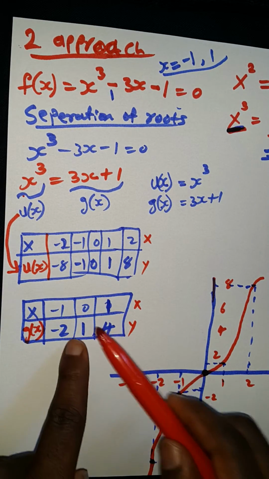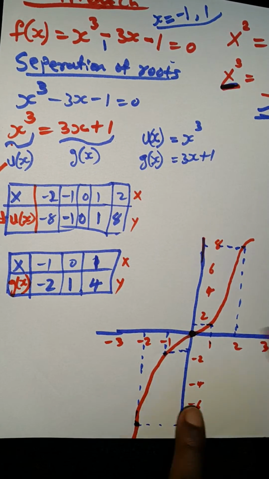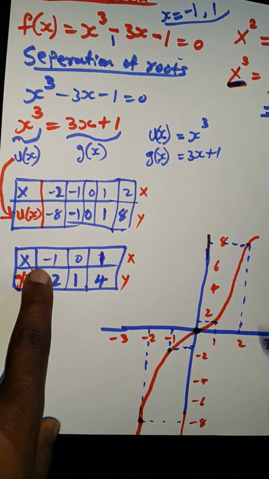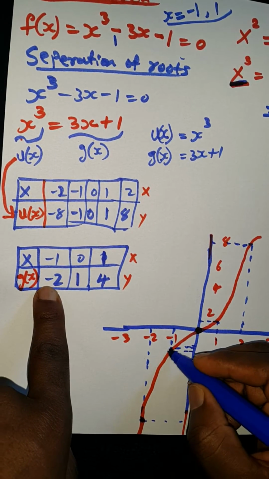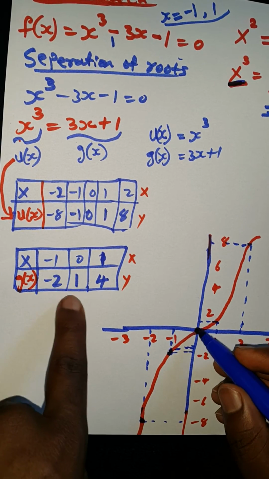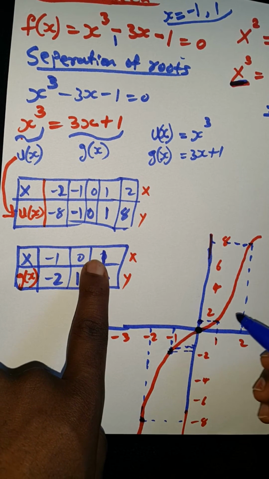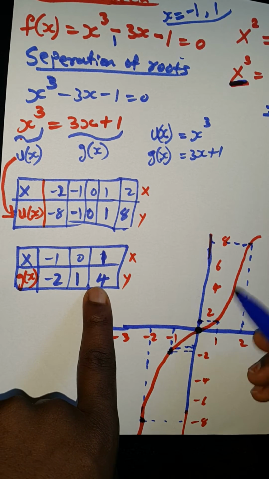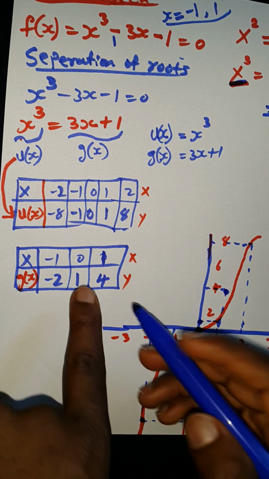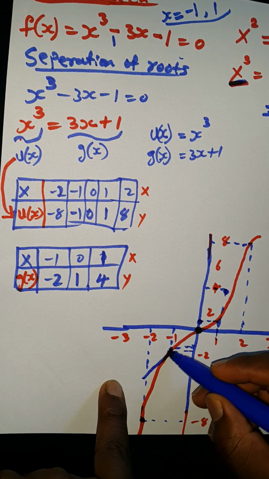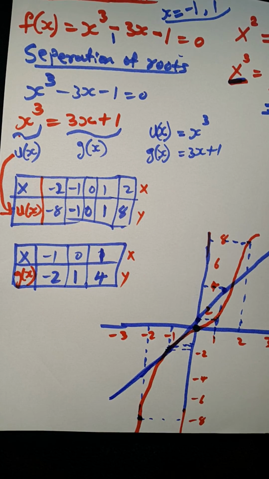Now let's draw the graph of 3x plus 1, which is the second table. Now let's put in the values. When x is minus 1, our y is minus 2. Have it here. When x is 0, our y is 1. Here, 0, here. When x is 1, our y is 4. Have it here. Now let's join it with a straight line. Now we have this.